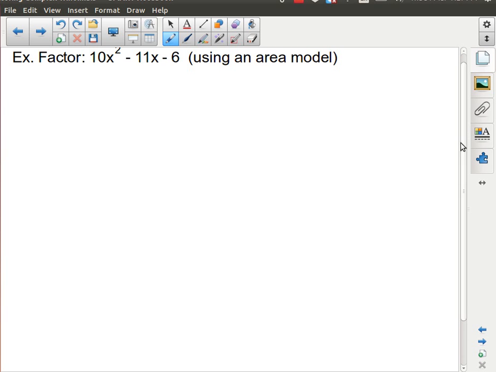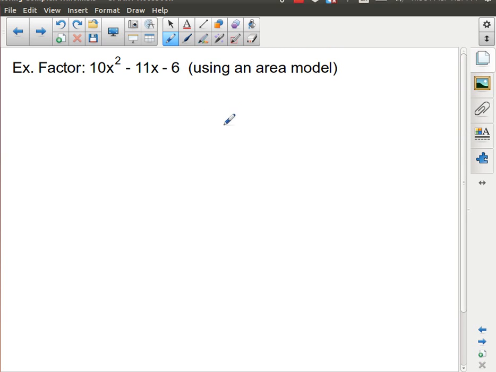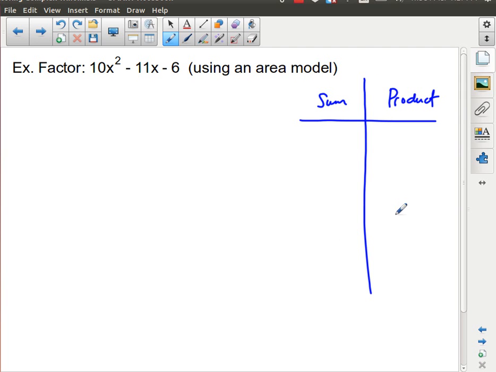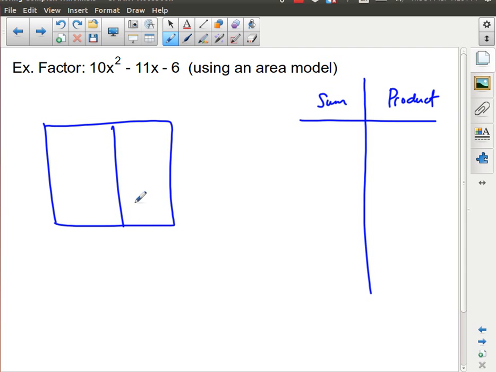And in this case, I've suggested you do this using an area model. I'm still going to use SPI, and how you choose to write it is up to you. Because it's SPI, you might write it as sum and product first. It doesn't matter how you lay this out. This is all rough work going on your side of the paper. And the area model means I take these values, 10x squared and -6.